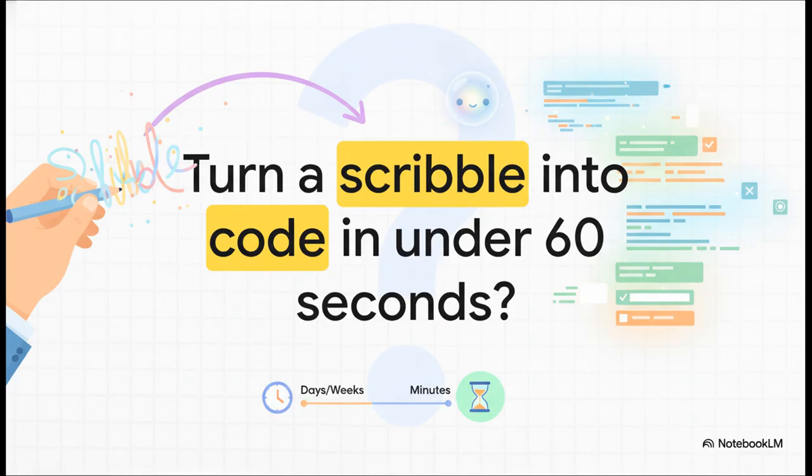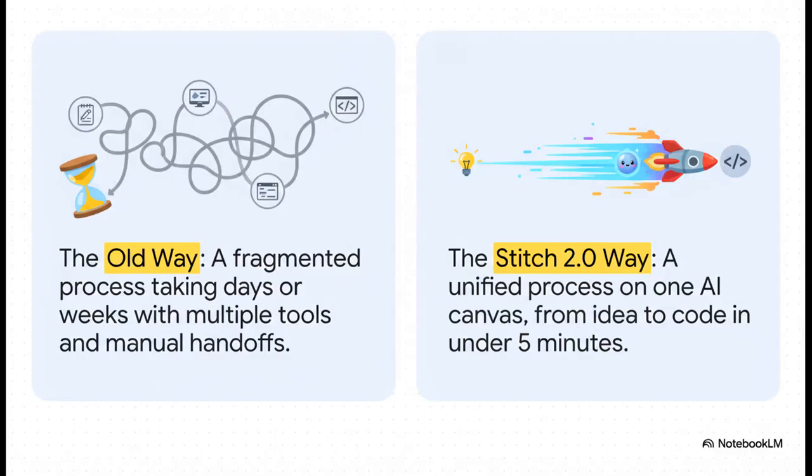For so long, that journey has taken days, sometimes weeks. But what if we could just crush that timeline? What if you could go from a thought to code in minutes? I mean, just look at the difference. On the left, that's the old way we all know and, well, we know it. Juggling different tools, the painful handoffs to developers. But on the right, that's the Stitch 2.0 promise. Everything happens on one single canvas, driven by AI, taking you from zero to a real, coded export in less than 5 minutes. It's wild.